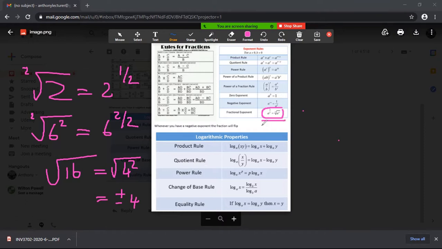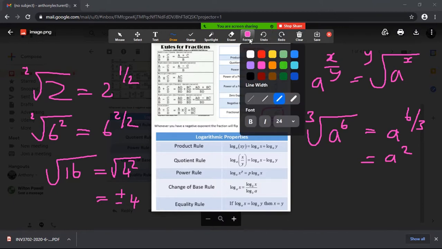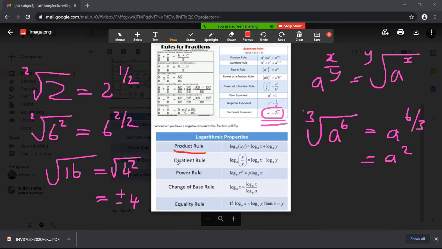So this formula is saying a to the x over y is the same as the y-th root of a to the x. That's correct. It doesn't matter what you have. If you had something like a to the 6, let's make it a 3 here, then you would have a to the 6 over 3. Is that right? Yes. Those are just rules. And then here are the log rules. These are good.